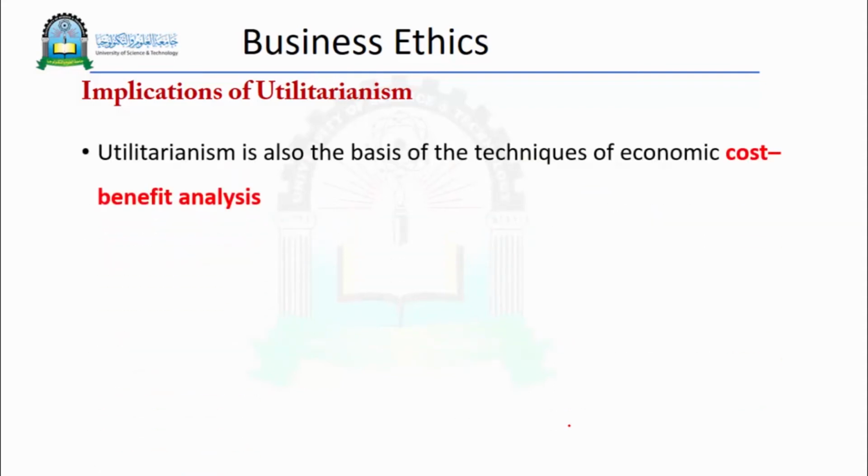Now, utilitarianism is also the basis of the techniques of economic cost-benefit analysis. What does that mean? Utilitarianism is based on providing the greatest benefit to society with the minimum cost possible. When we talk about projects, especially those for the public interest, we have to consider the present benefit and also the future benefit. Doing so, we also need to consider the present cost and the future cost. Out of this we come up with the term cost-benefit analysis.